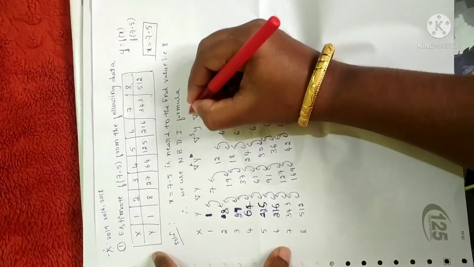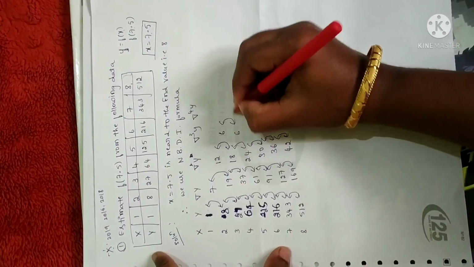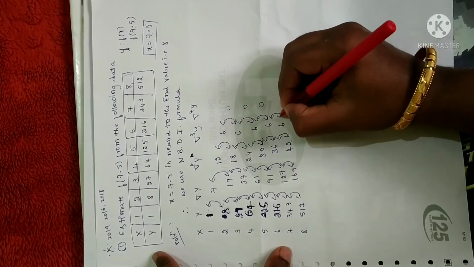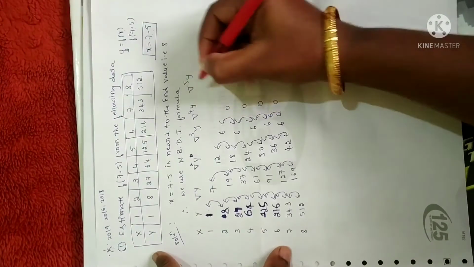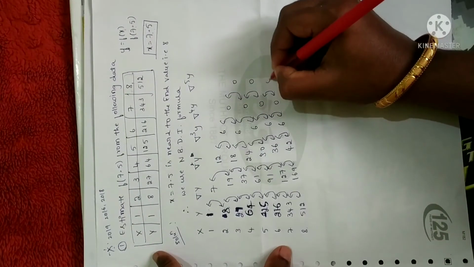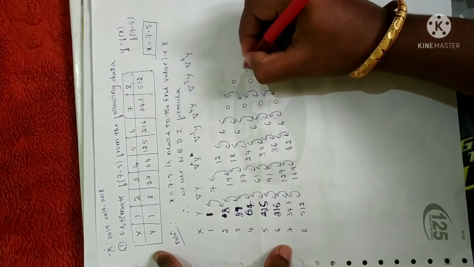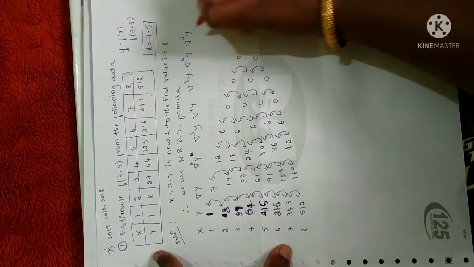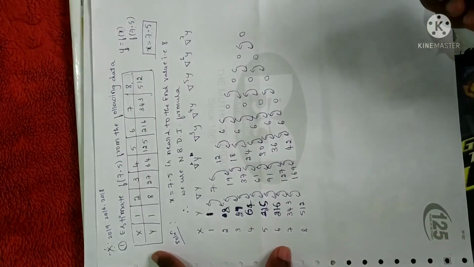Next, the fourth backward difference, delta power 4 of y: 6 minus 6 is 0. Again 6 minus 6 is 0, 6 minus 6 is 0, 6 minus 6 is 0. Next, delta power 5, again it is 0 minus 0, 0, 0 minus 0 is 0, 0 minus 0 is 0. Delta power 6 of y, again 0 minus 0 is 0, 0 minus 0 is 0. Next, delta power 7 of y is 0 minus 0, which will be 0.